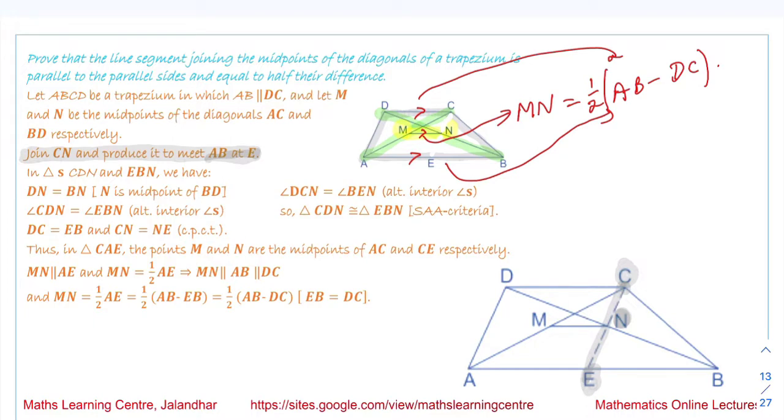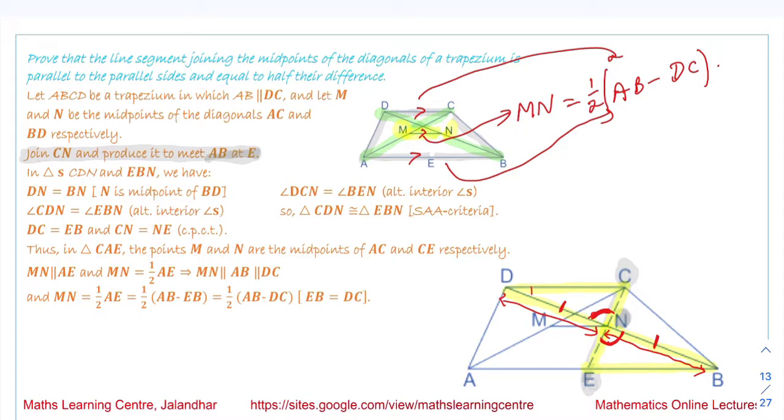Now we consider two triangles over here. One is the triangle CDN, and the second triangle we are talking about is EBN. Now in these two triangles we are saying that N is the midpoint of DB. It means these two lengths are equal to each other. These two lengths are equal to each other. These angles are equal to each other. These are vertically opposite angles.